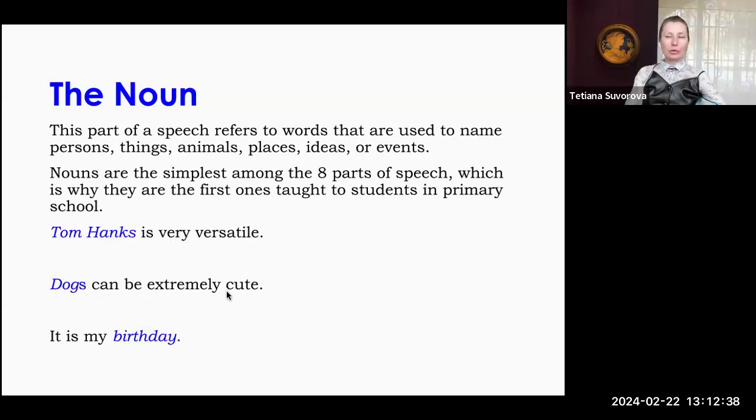And the most popular function, the second one, is the object of the sentence. It's not given here. For example, he gave me a pen. A pen is the object of the sentence. And one more very popular role in both languages is predicative. It's part of the predicate used after the linking verb. For example, it is my birthday. So the subject is "it", and "birthday" is part of the predicate.